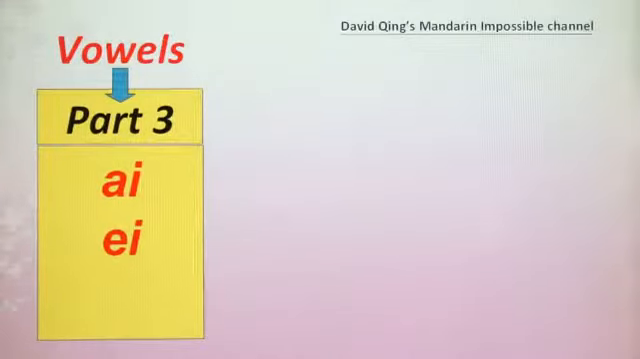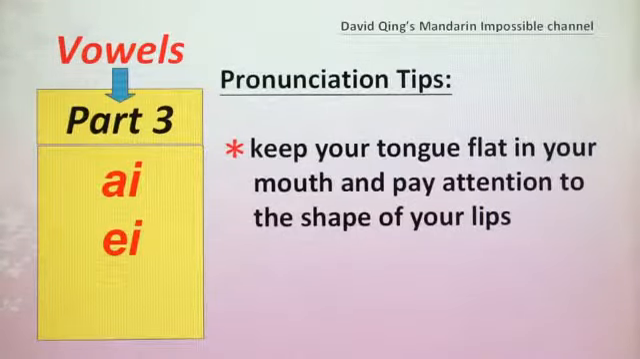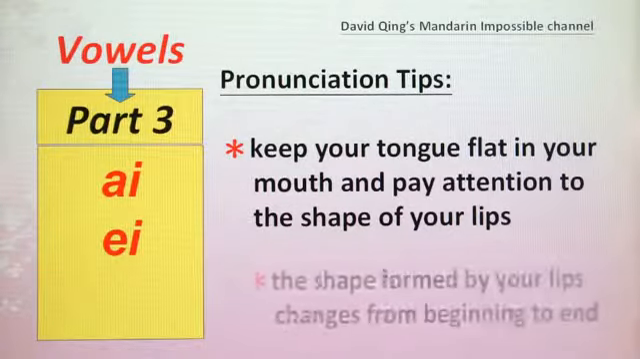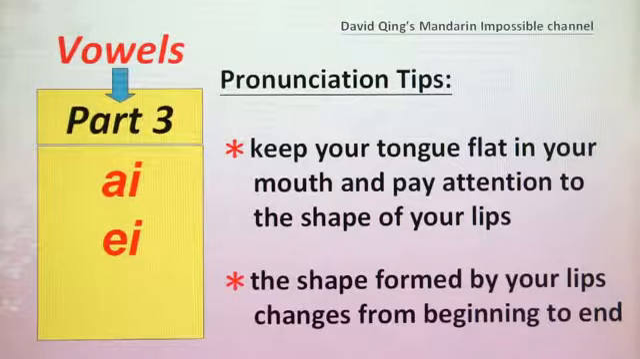In part 3, there are 2 symbols. For these 2 symbols, please keep your tongue flat in your mouth and pay attention to the shape of your lips. As you make the sound, you need to change the shape formed by your lips and the position of your chin. The shape formed by your lips changes from beginning to end. These 2 symbols both end with the sound E. Please watch and pronounce it after me.